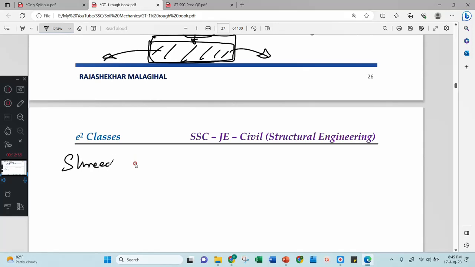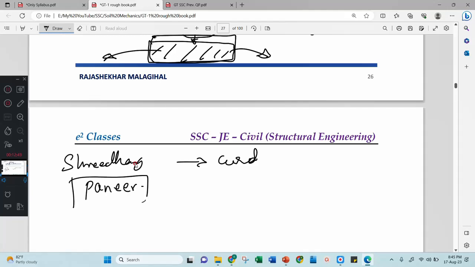You know, when you make Shrikhand from curd. Or otherwise, do you know the process of making paneer? Do you know the process of making paneer?